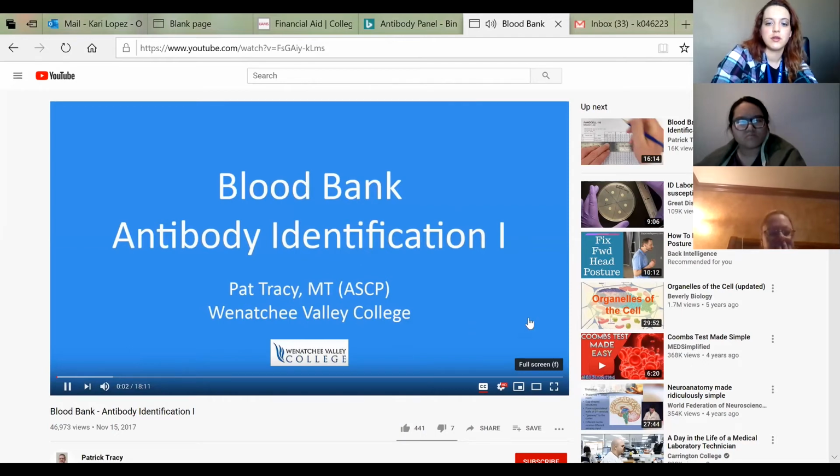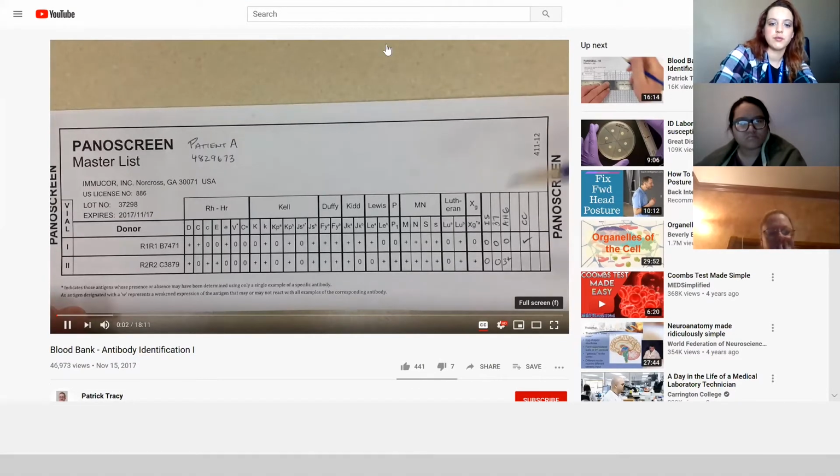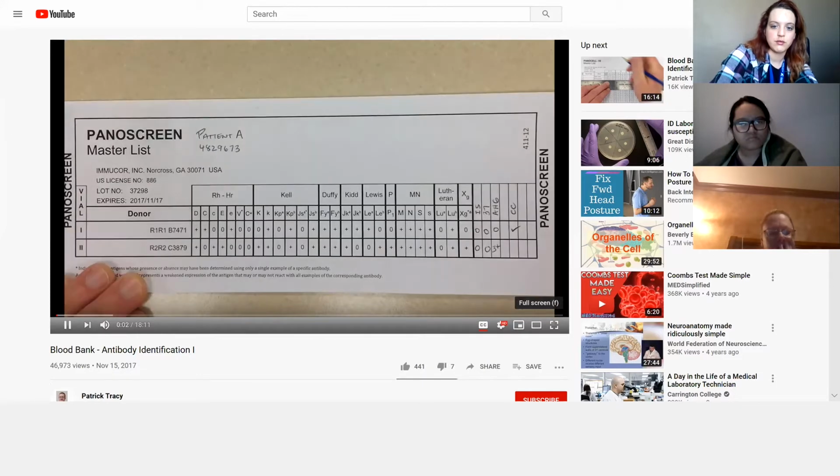Take a look at here is an antibody screen. This is initially run on the patient just to see if they have any, you could say, non-ABO antibodies present. So just looking at patient A here, we can see that in this panel screen we have two sets of fluid cells.